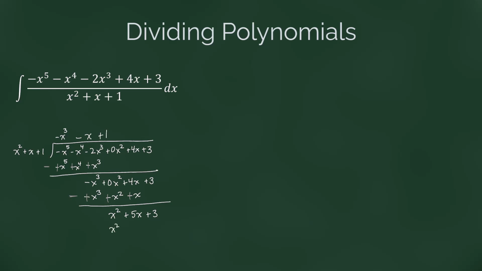We can do one more division. x squared divided by x squared is 1. Multiplying that out, we just get x squared plus x plus 1, which we're going to subtract, so we'll change all of our signs. And we end up with 4x plus 2. So now we can rewrite our integrand. We're going to use the quotient we just got. We get negative x cubed minus x plus 1 plus our remainder 4x plus 2 over our divisor, x squared plus x plus 1, dx.